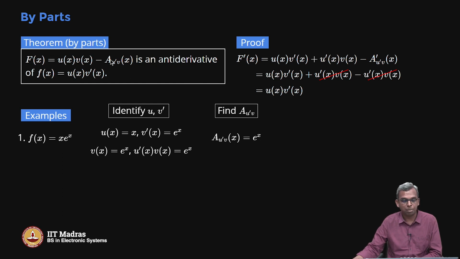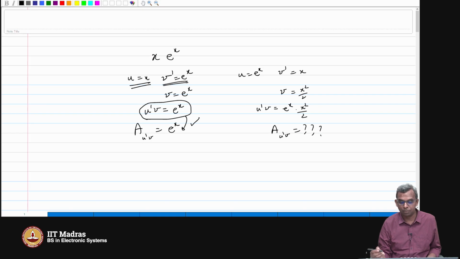So now we apply the parts rule, okay. What is the antiderivative of f? It is uv minus this guy. So x e power x minus e power x, of course, you can add a plus c, it does not matter what you add. You can check, this is very interesting, right. So x e power x minus e power x, okay.